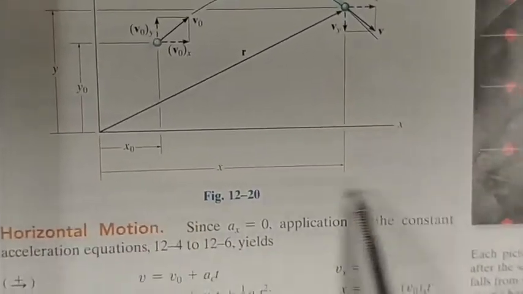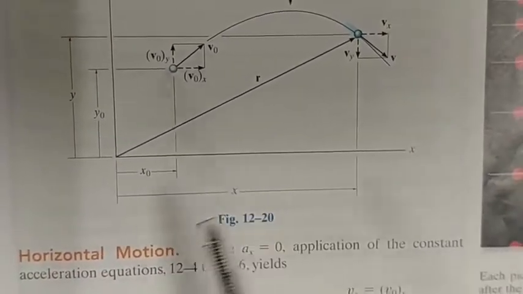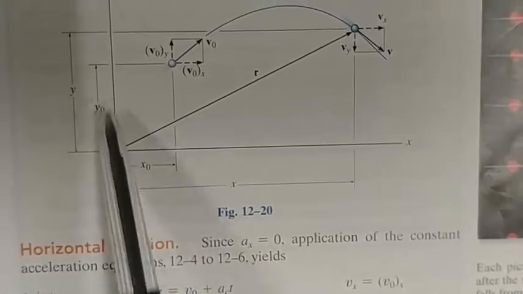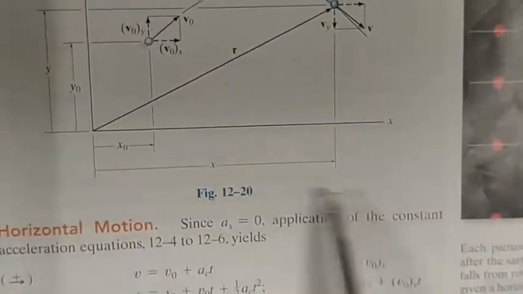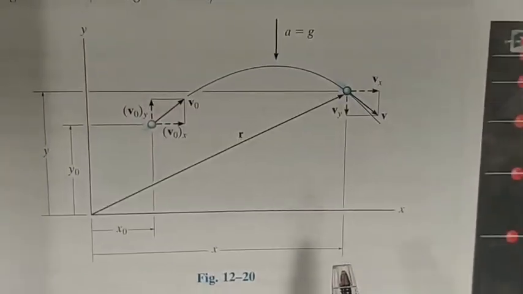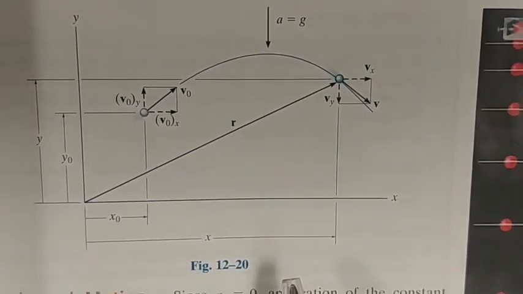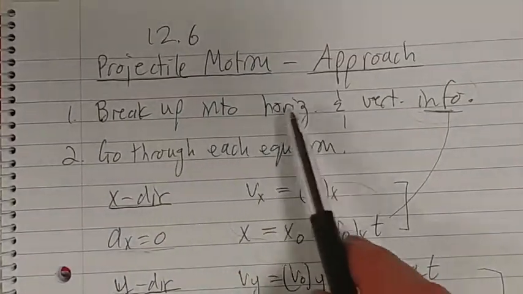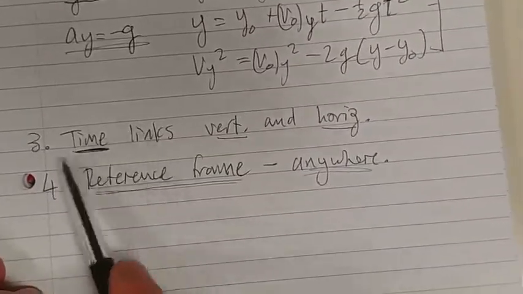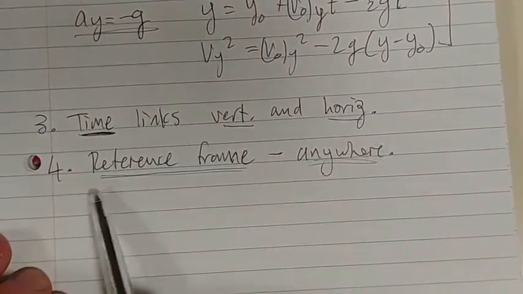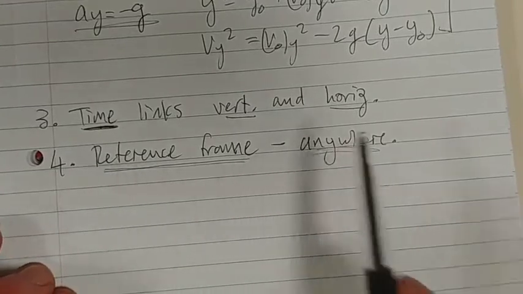What you need to take note of is that a lot of the problems require information below the x-axis, for example. So you can take your measurements of these vertical positions from the x-axis or from another point that you think might help solve the problem more easily. Okay, so we'll have a look at that. So hopefully this helps you. Number one, break it up into horizontal and vertical information. Go through each equation. Recall that time links vertical and horizontal, and your reference frame can be measured from anywhere.